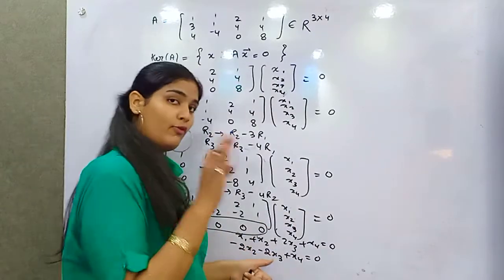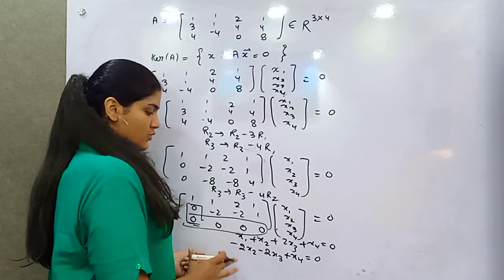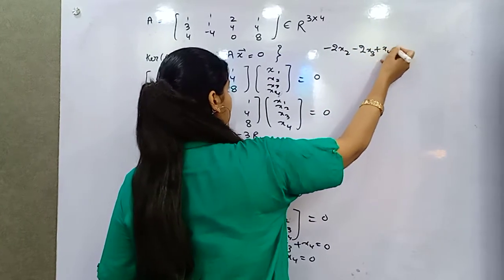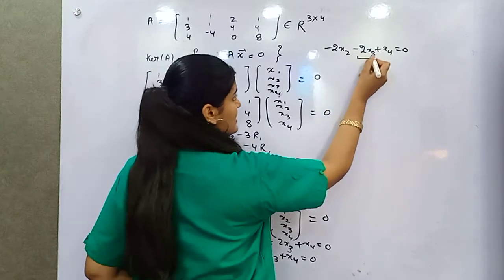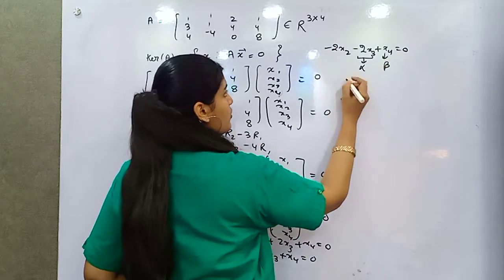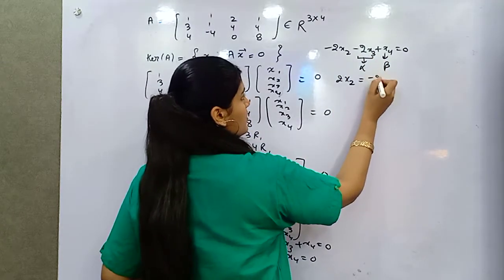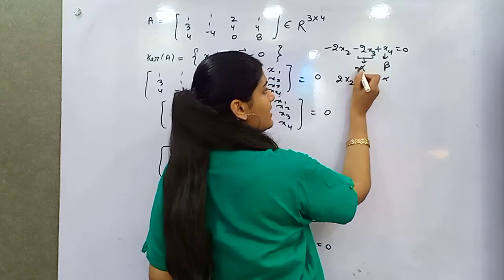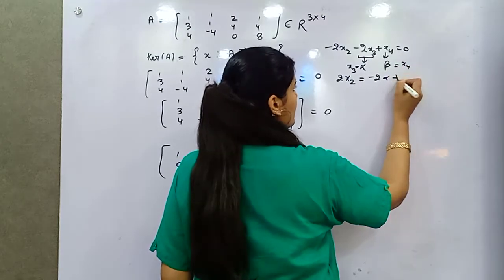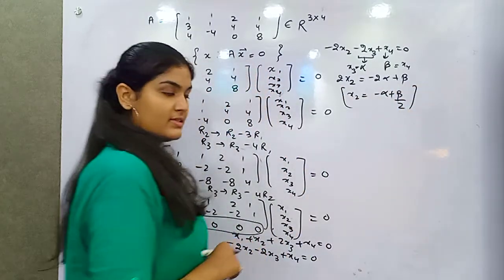Okay, now you have 4 variables to find, but you have only 2 equations. So how can you do it? In this case, take minus 2x2 minus 2x3 plus x4, this is your second equation. You can take any of these. Let's say x3 is your alpha and x4 is your beta. So find the value of x2. 2x2 will be minus 2 alpha plus beta. You have taken x3 as alpha, x4 as beta. So x2 will be minus alpha plus beta by 2. Okay, this is your first solution.